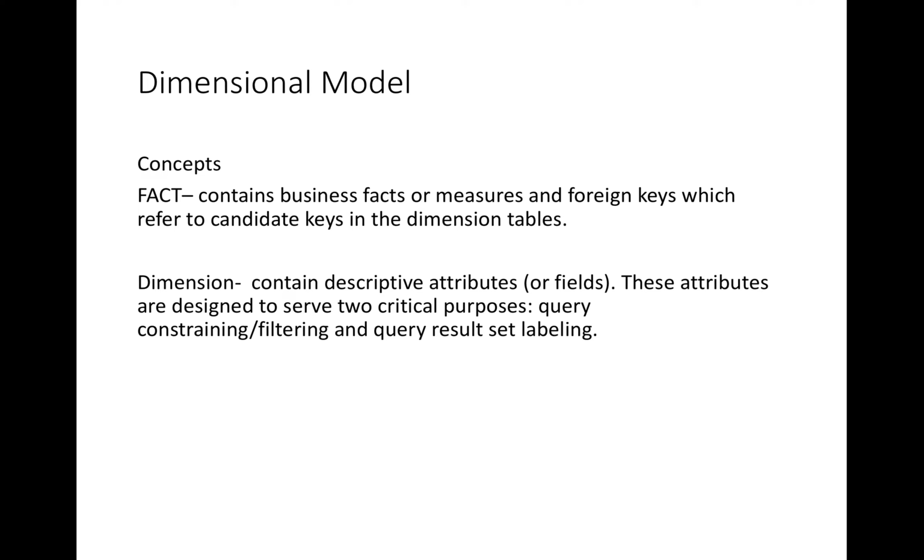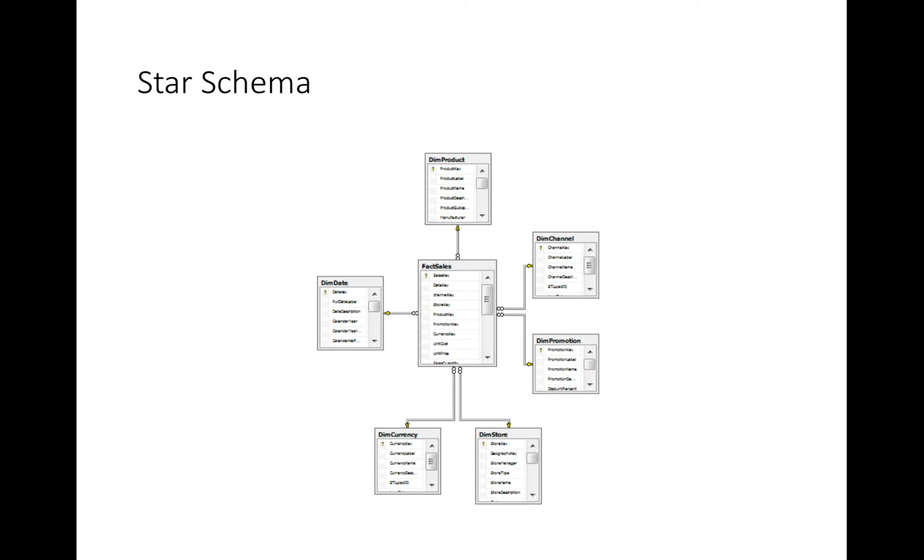Usually, when you take this data model and look at it, it looks like a star. That's why it is called star schema. That's what a dimensional model is. Like I mentioned before, you can see a fact in the center and all the dimensions on the sides, so it looks like a star. That's why it's called star schema.